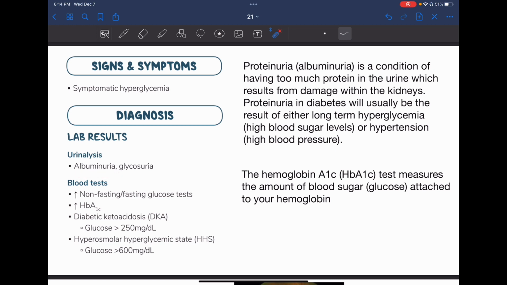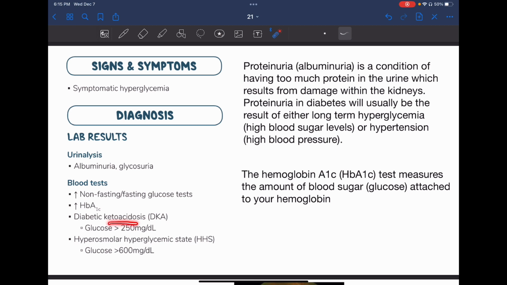Blood tests, you can have non-fasting or fasting glucose tests. So it just measures the glucose levels. And hemoglobin A1C, what is this? The hemoglobin A1C test measures the amount of glucose or sugar attached to the hemoglobin. When you have a lot of glucose in the blood, some of it gets attached to hemoglobin. And this test, hemoglobin A1C, measures that. So you have an increased amount of glucose or sugar attached to hemoglobin.